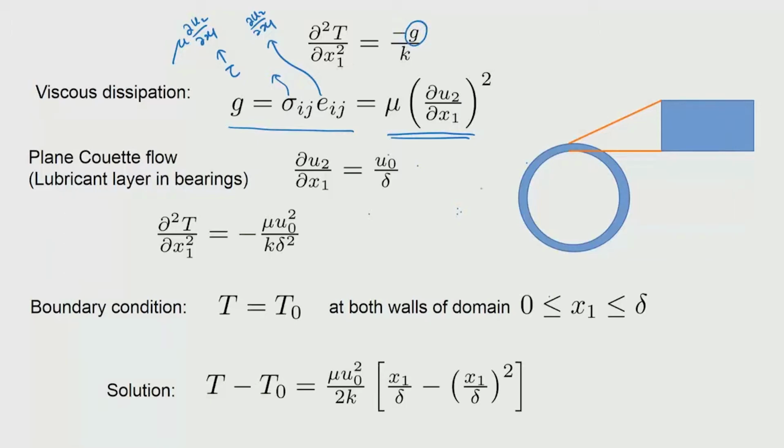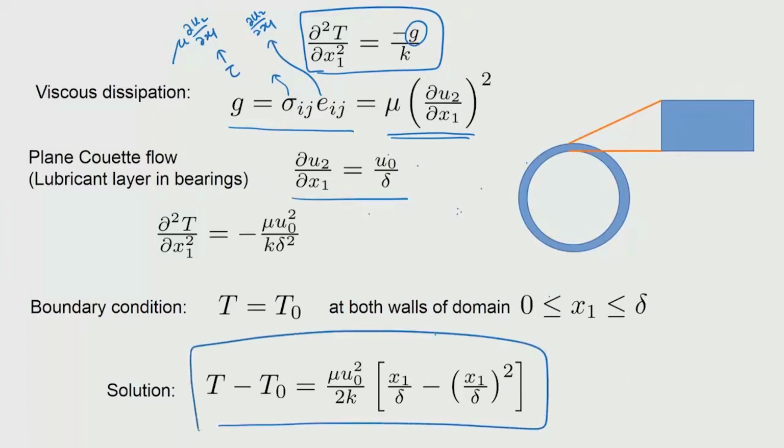Then you could look at this equation and solve it by integrating twice, and you can look at the solution that will come in this form. In the process of obtaining it, we have made assumptions like the boundary condition saying that the domain on both ends has temperature T0. And when is this kind of a situation possible? In situations like bearings.